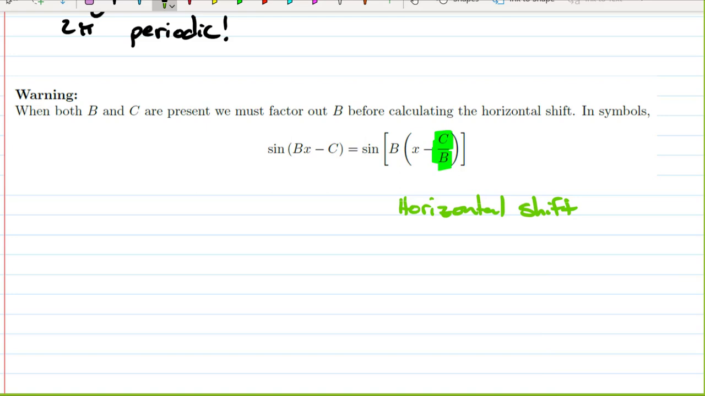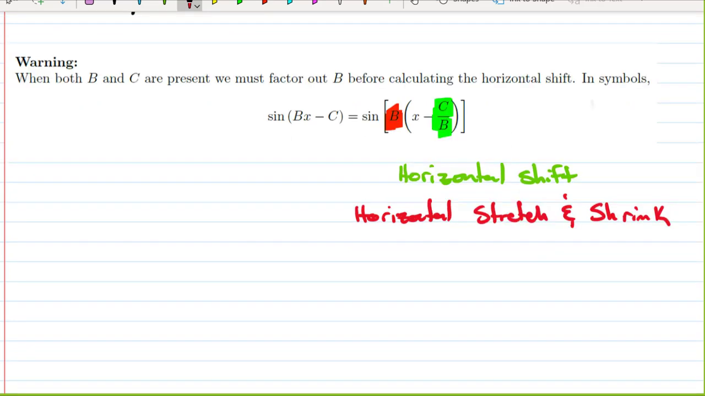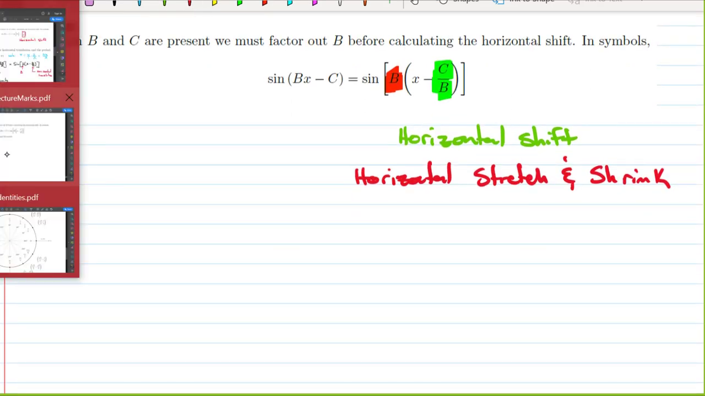So we're going to have to do a little bit of algebra before we can do that. And then the b is still the same as it was, which is our horizontal stretch and shrink. I'm missing an r in there. Shrink. All right. So let's go ahead and do an example to illustrate.